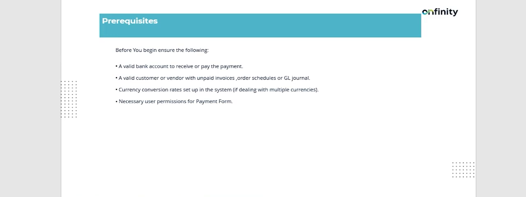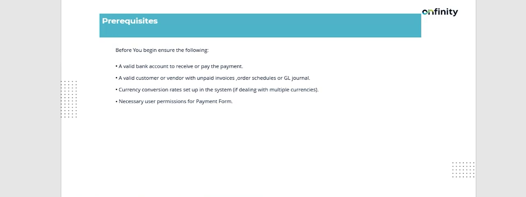Prerequisites. Before using the manual payment option in the payment form, ensure the following prerequisites are met. First, valid bank account. The bank account from which payment is made or received must exist in the Onfinity system. Second, customer/vendor master data. The customer or vendor should exist, and there should be open invoices, orders, or GL journals if the payment is reference-based.